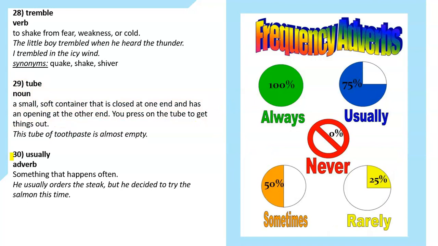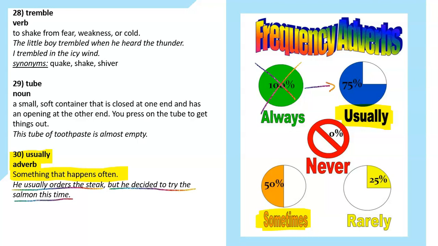Our last word is usually. We already talked about sometimes before, so this time we'll go over usually. Usually is an adverb and it's something that happens often. It happens many times. Not always. It doesn't happen always, but it happens many times. For example, he usually orders the steak, but he decided to try the salmon this time. So usually, most of the time, he orders the steak.